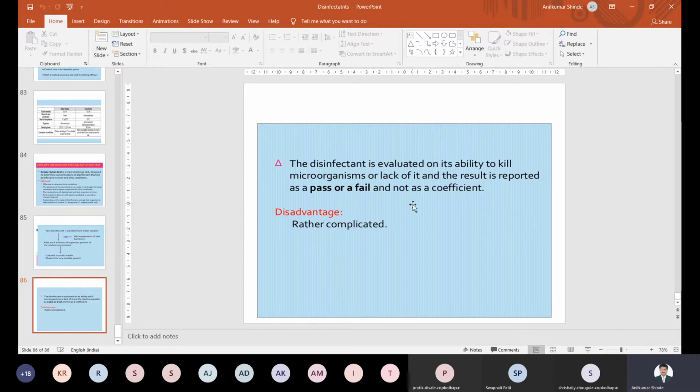So whether there is growth of organisms or not, the test is called pass or fail. It is not a coefficient; there is no one coefficient, two coefficient. Whether the test is pass or not. So this is about the Kelsey-Sykes test. We'll see one figure and one video, then you will understand better.